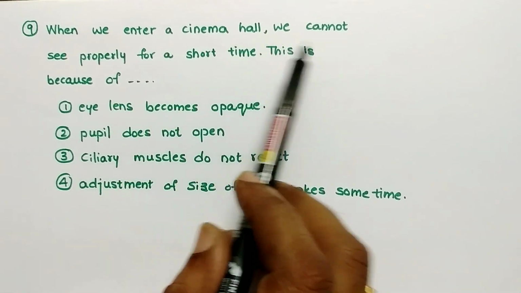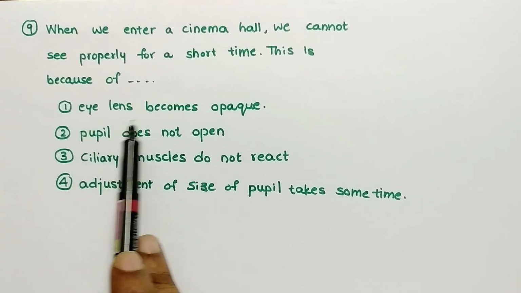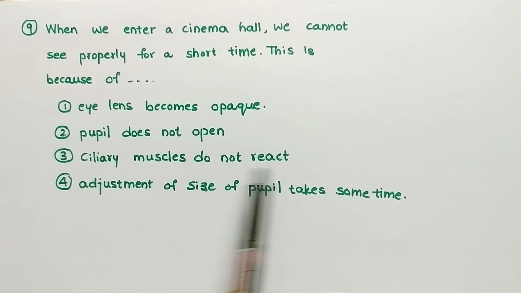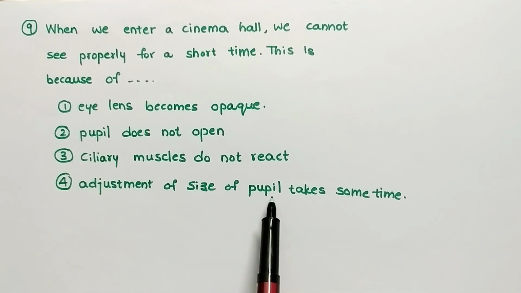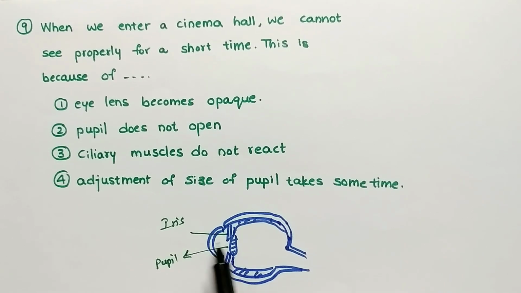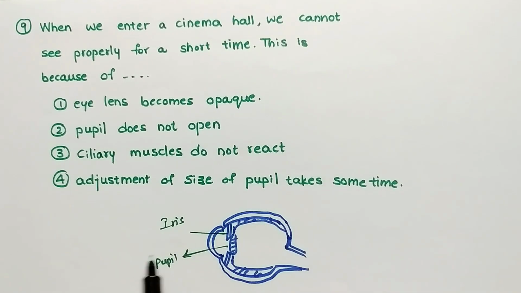When we enter a cinema hall, we cannot see properly for a short time. This is because the adjustment of the size of the pupil takes some time. In our eye, this is called the iris, and in the middle of the iris there is a hole, that is the pupil. In daytime there is more light, so the pupil, that means the hole, contracts so that less light enters the eye.